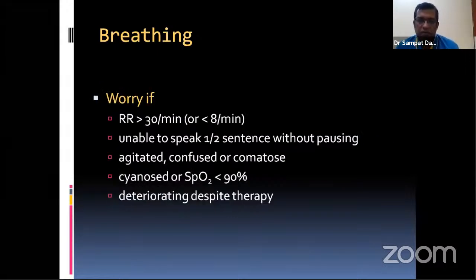So when to worry? When the respiratory rate is more than 30, the patient is not able to speak even half a sentence, is agitated, confused, taking out all the lines, and saturation is less than 90% and deteriorating despite therapy. If a COVID patient has any of these things, be sure the patient gets transferred to a COVID hospital.